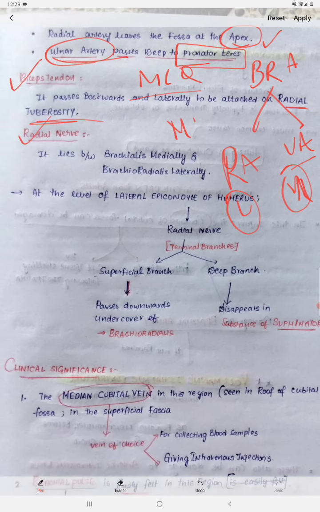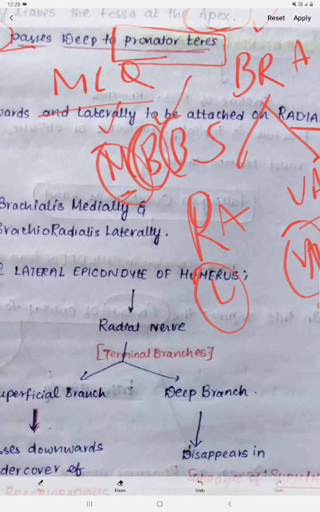We completed MBBS, no? So the median nerve is completed, passing in between the two heads of the pronator teres. Then the brachial artery also divides into the radial and the ulnar artery. The ulnar artery is deep and the radial artery is superficial. Another one is the biceps tendon, which is attached to the radial tuberosity.